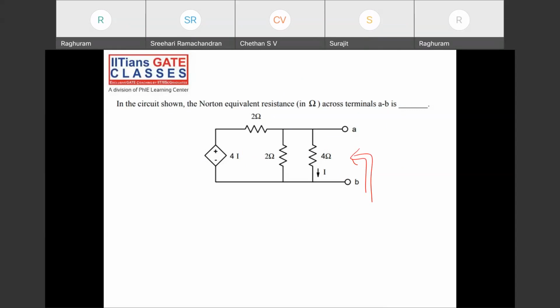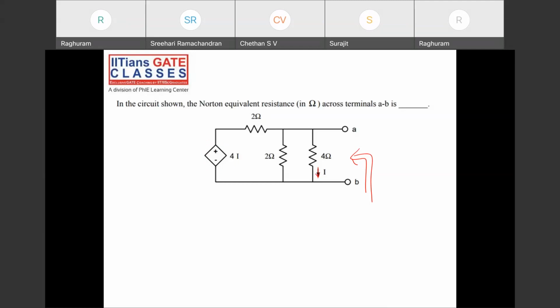So how do you do this? What kind of source is this? What kind of source are you seeing? This is a dependent source, a current dependent voltage source. The value of this voltage source depends upon the current here, right?